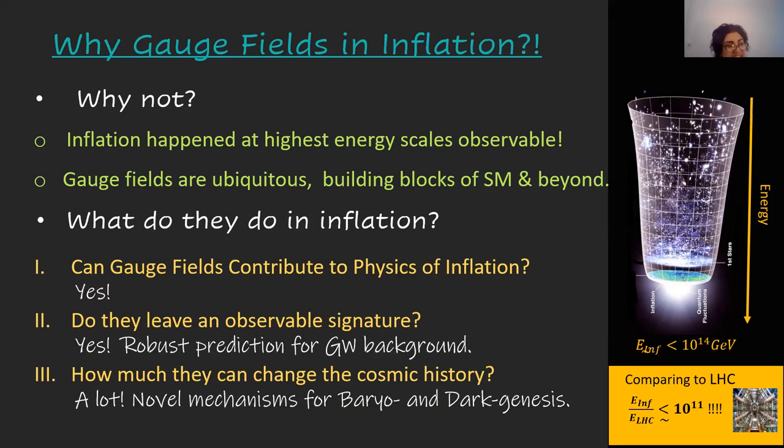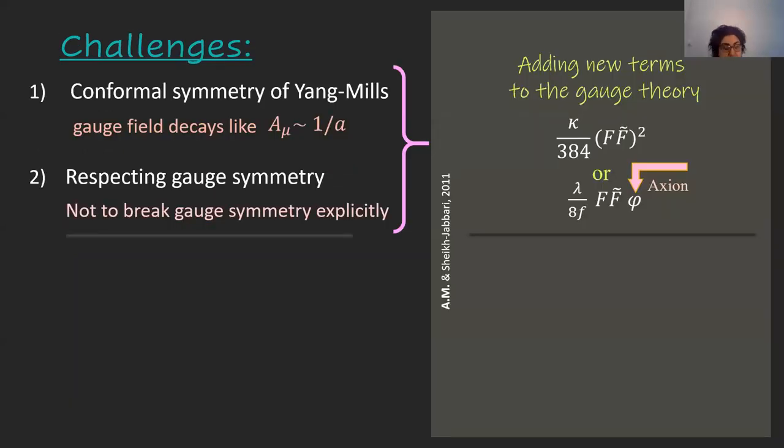It turns out that gauge fields can actually contribute to the physics of inflation. And if they were around, they leave a robust prediction for the gravitational wave background, so we can test it. And they can change the course of cosmic history, and they lead to novel mechanisms for baryogenesis and dark matter genesis. So let's first start with how to have gauge fields in inflation.